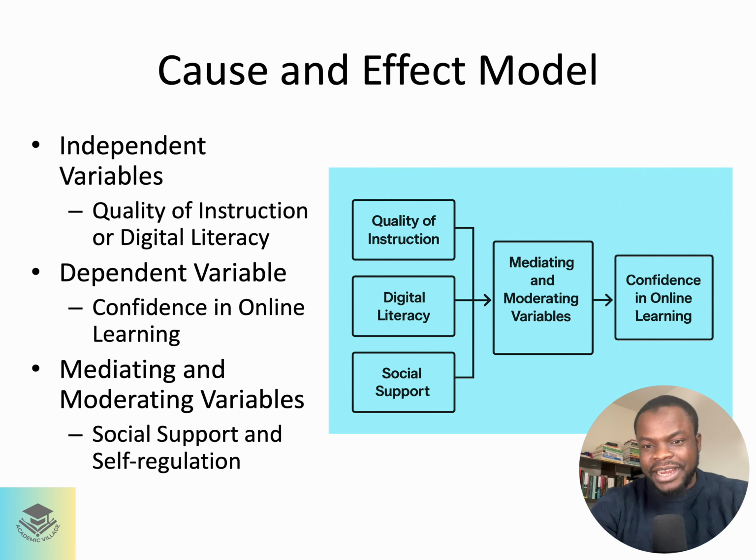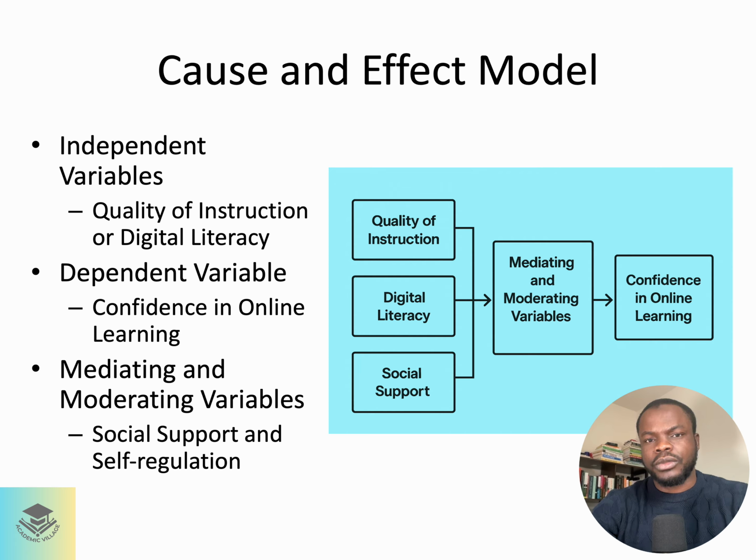And within those two poles of independent and dependent, you also have the mediating or moderating variables. These are variables that have the capacity to shape or change the relationship between the causes and the effect. So they are intervening in a way. And this could include social support or self-regulation. In their case, they may strengthen or weaken or explain how independent variables influence confidence. And in some studies, all of these variables are taken care of.